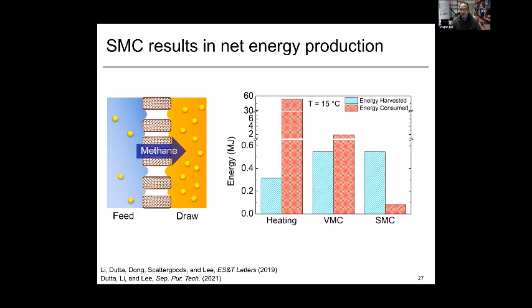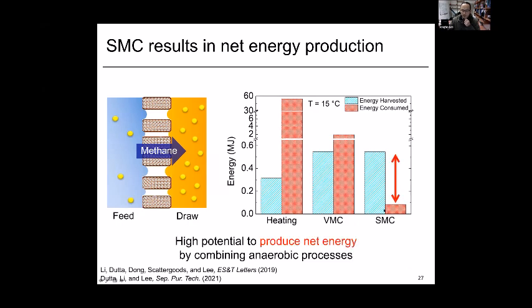And then we compared with two other processes, including just heating as a primitive way to give off the dissolved methane, and also the vacuum membrane contactor, which is also an emerging technology that people are looking into to recover the dissolved methane. And at the end of the day, after the analysis, we saw that there is a high potential for this process to produce net energy from wastewater if it is combined with anaerobic treatment processes.